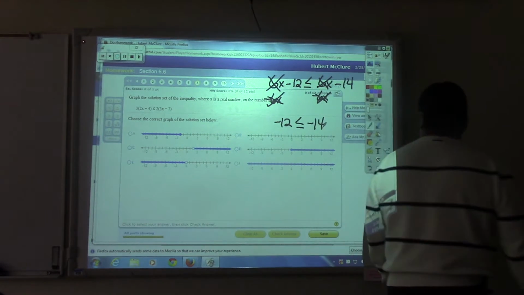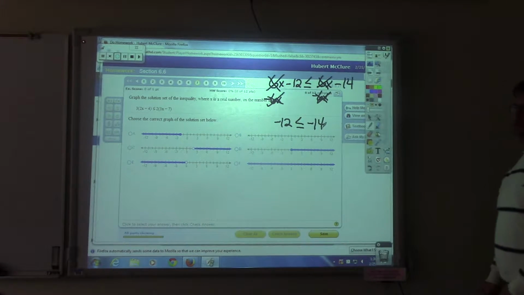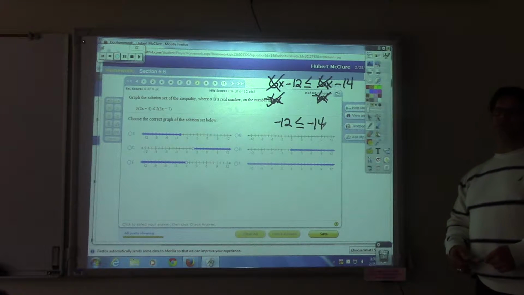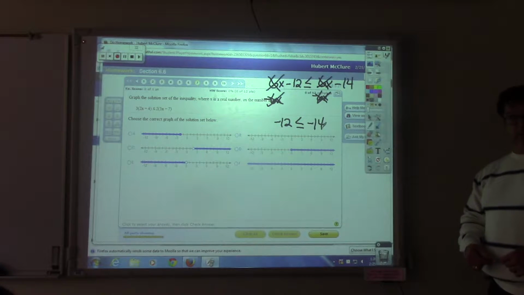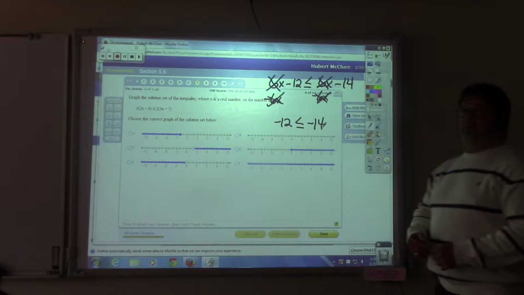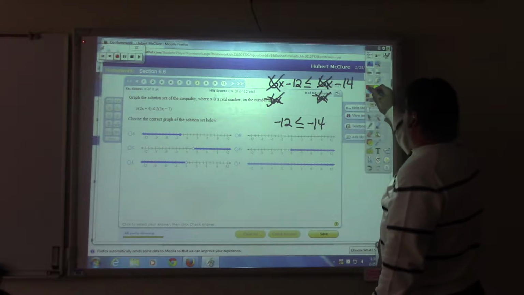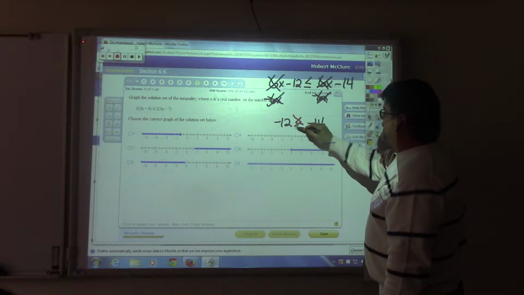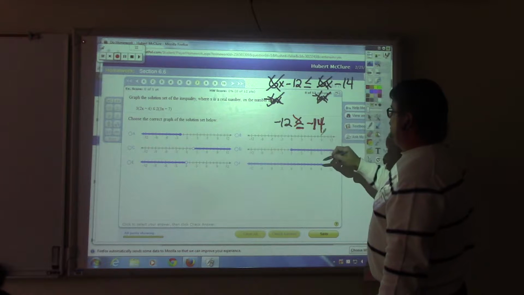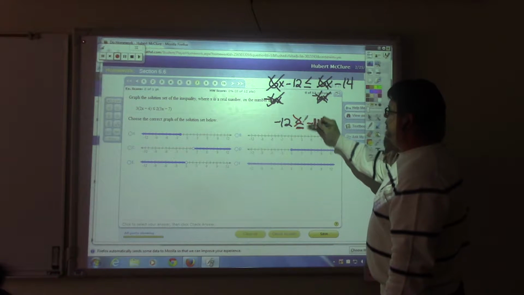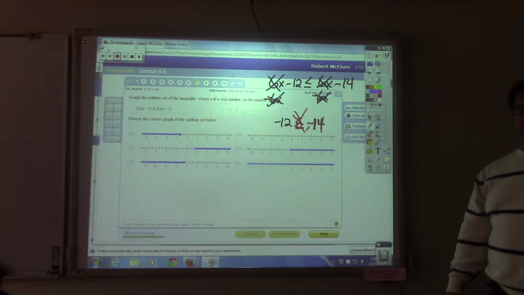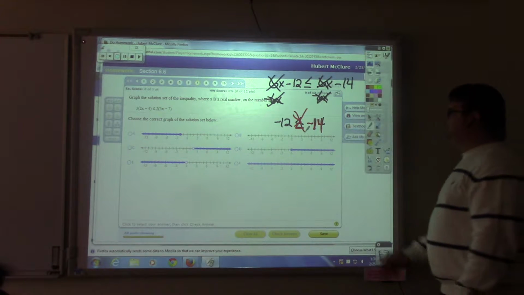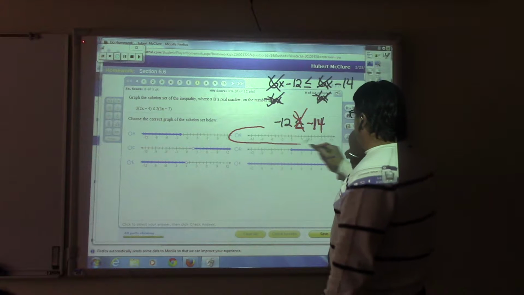True or false? Now be careful here, these are negatives. Ask yourself, what would you rather have in the bank? Negative 12 or negative 14? Negative 12. So negative 12 is greater than or equal to negative 14. Is this a true statement? No, it's not. So if it's not true, it's called a contradiction. And a contradiction has no what? No solution.